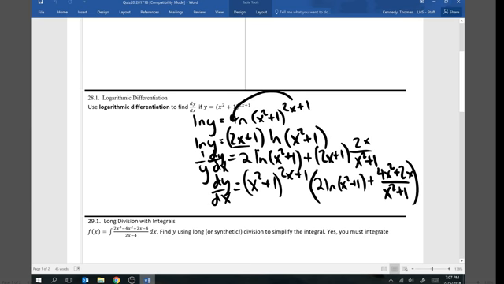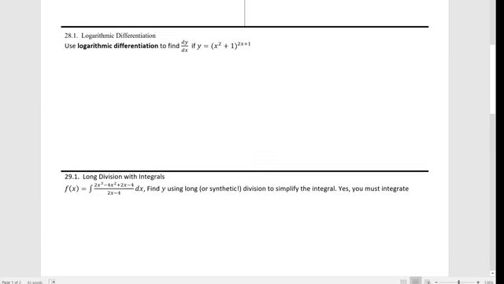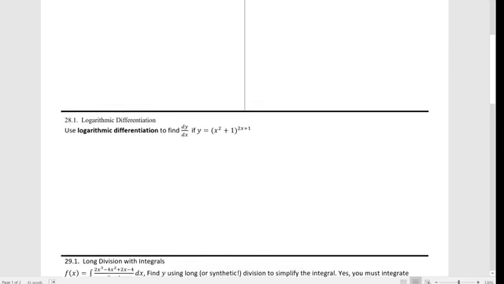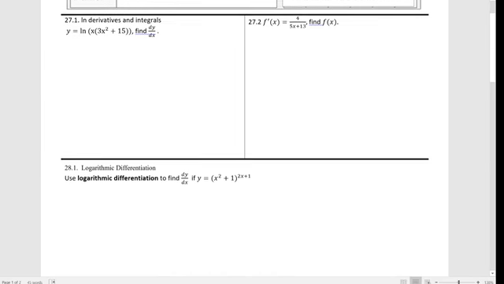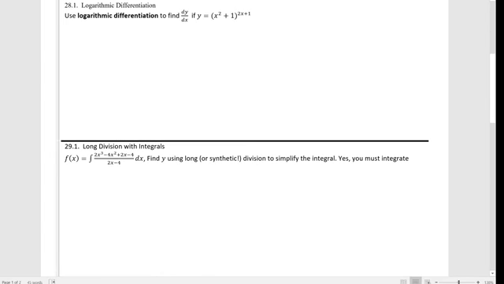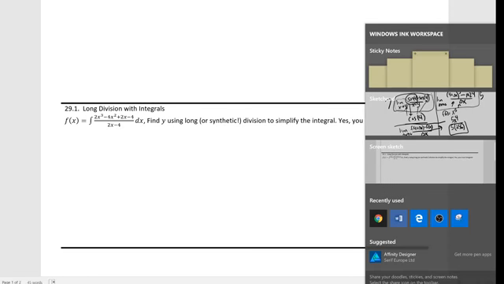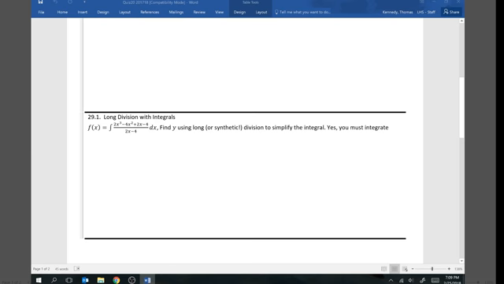That's logarithmic differentiation. And lastly, and I know some of you are like, this isn't my version of the quiz, but we'll go and look at the other one in a second. It's real similar. Like really, really similar. All right. I think this was the kinder of the two long division problems.